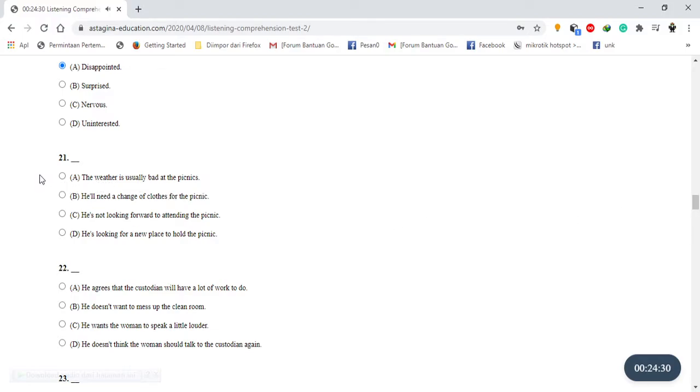Number 21. I'm really looking forward to the picnic tomorrow. If we're lucky, we'll have some sun this year for a change. What does the man imply?